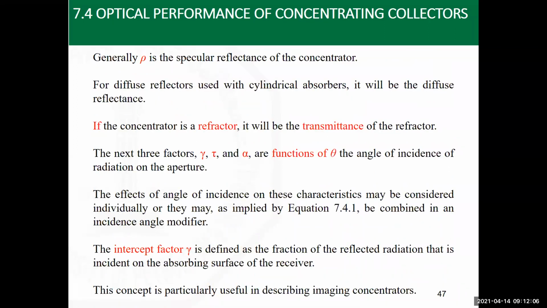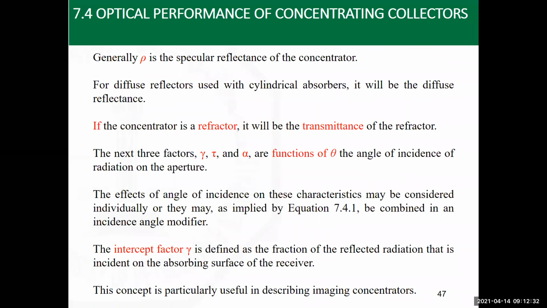Rho, as I mentioned, is the specular reflectance of the collector. The diffuse reflectors used in cylindrical absorbers are going to have diffuse reflectance. If we're talking about beam reflectors, it's the beam reflectance. So it depends on the nature of the radiation which is reaching the surface through the reflector.